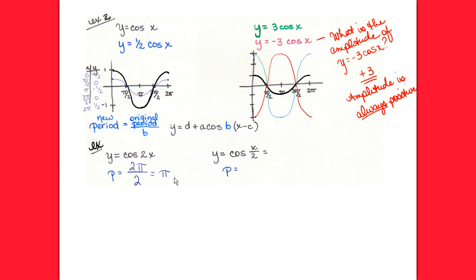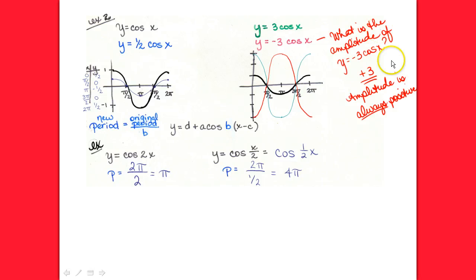Look at another one of those. If I look at this one, I've got cosine x over 2. It might actually be easier to see it if I rewrite that cosine 1/2 x, so then it's easier to see that the 1/2 is in between cosine and x. So to come up with my new period, I'm going to take my original period for cosine, which is 2 pi, and I'm going to divide that by the b value, which is 1/2. So 2 pi divided by 1/2 is going to give me 4 pi.